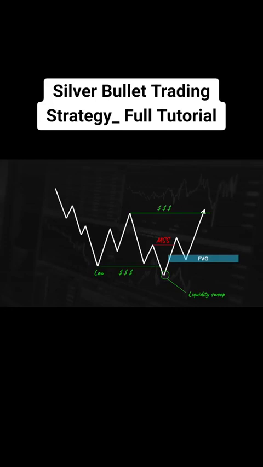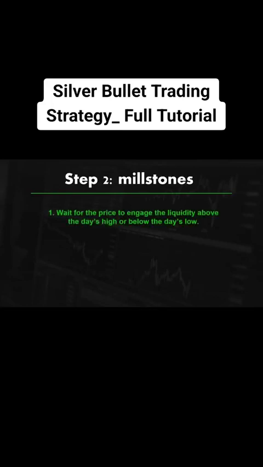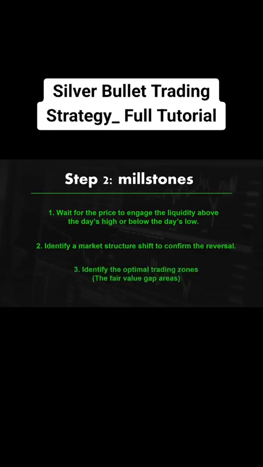So basically, the second step of the silver bullet trading strategy has 3 milestones. First, wait for the price to engage the liquidity above the day's high or below the day's low. Second, identify a market structure shift to confirm the reversal. Third, identify the optimal trading zones, which are the fair value gap areas.